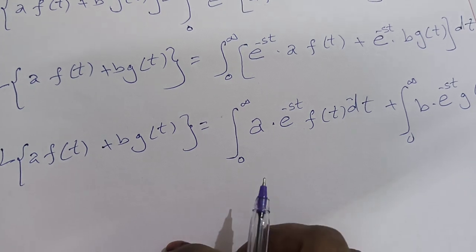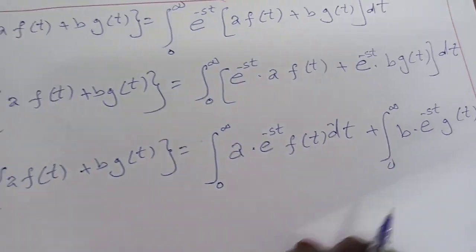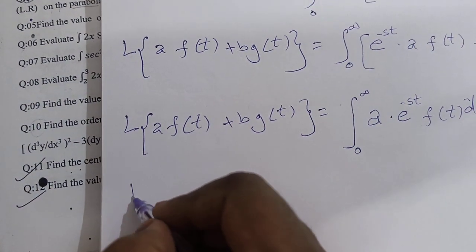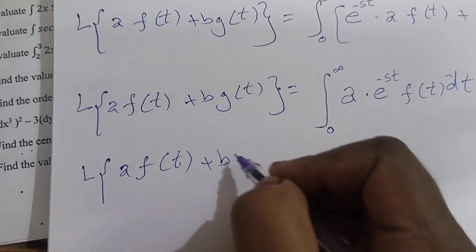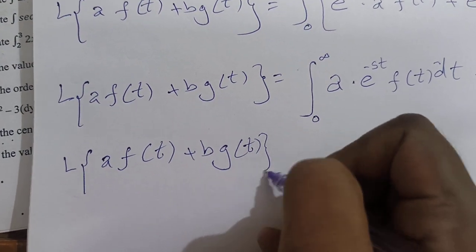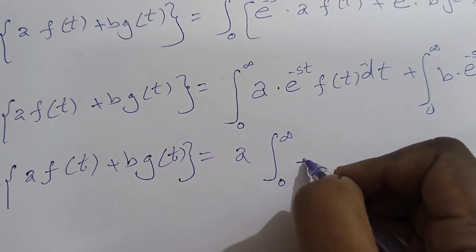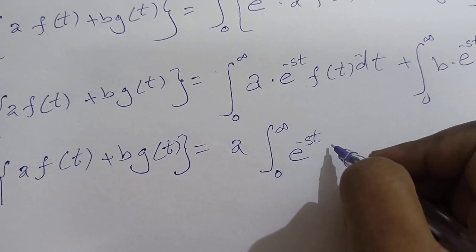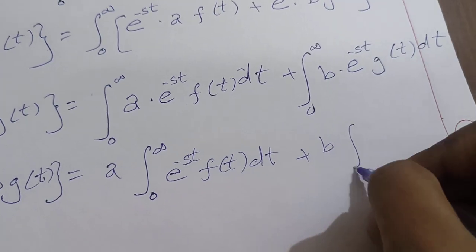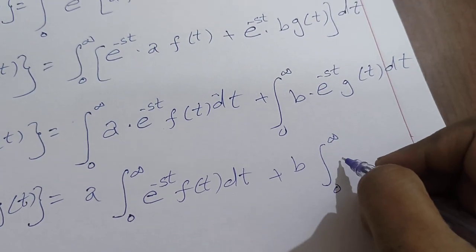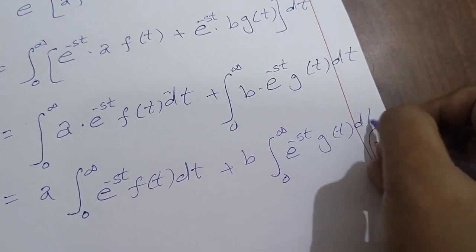Now take this a outside. Here also we will take this b outside the integration. L of a into f of t plus b into g of t is equal to a integral 0 to infinity e to the power of minus st f of t dt plus b into integral 0 to infinity e to the power of minus st g of t dt.